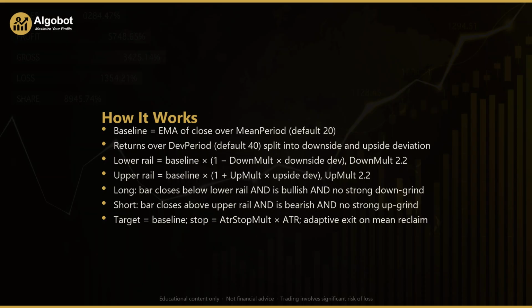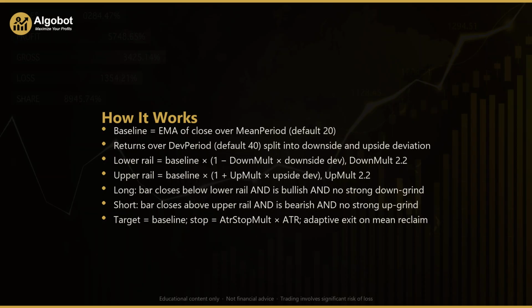If the market is calm enough, the EA checks for setups. For a long, the strategy signals when a freshly closed bar closes below the lower rail, meaning it is overstretched to the downside, and that same bar is bullish, closing above its open, which suggests the snapback is already beginning. For a short, it is the mirror image. The bar closes above the upper rail and is bearish.